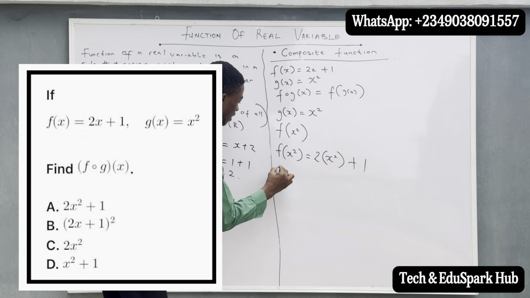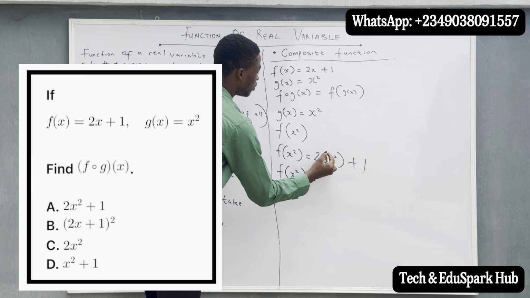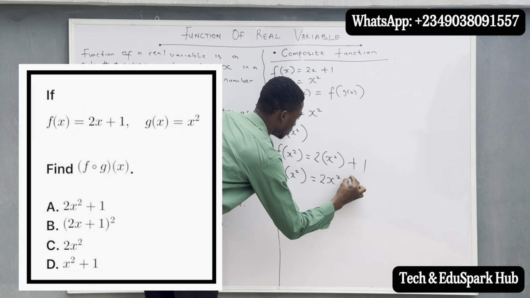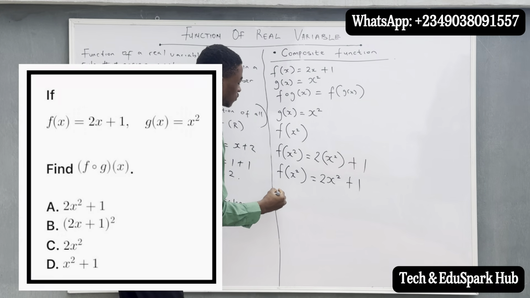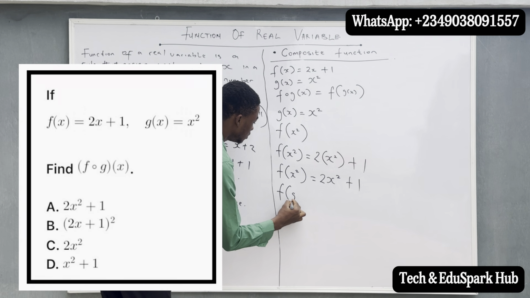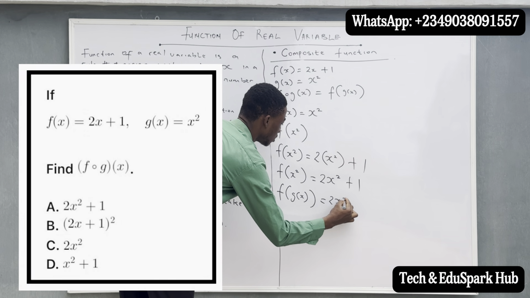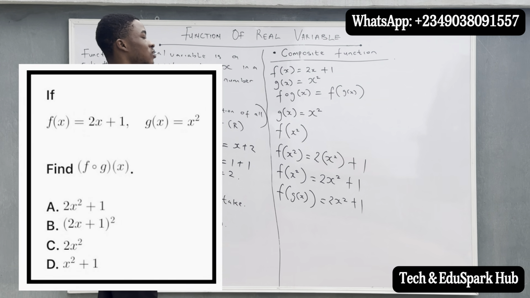So in this case, our f of x squared will be given as what? 2x multiplied by x squared will give us 2x squared plus 1. So we can now go back to what we are asked to find. f of g of x will now be given as 2x squared plus 1. So this is our final answer to questions of this type.